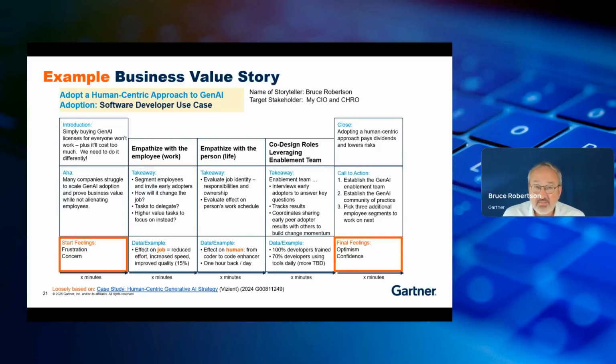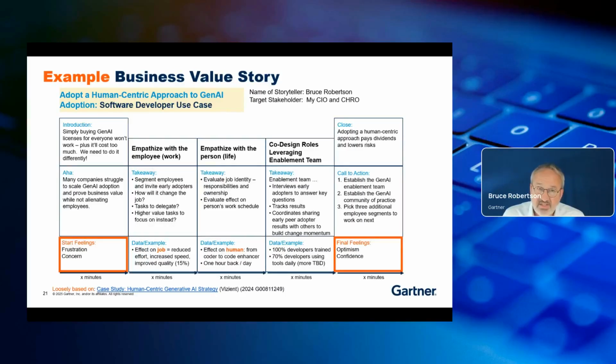Now, the 3 things that I might highlight from that case study are that we want to empathize with the employees in their work context, but then we also want to empathize with them more in their life context as a human being, not just as an employee. And finally, we want to, in fact, co-design roles by leveraging our enablement team. So if you look at the first takeaway, I'm basically saying that we're going to need to segment our employees and invite early adopters. We're going to ask how it's going to change their job, what task they should delegate, higher value task to focus on instead, that kind of thing.